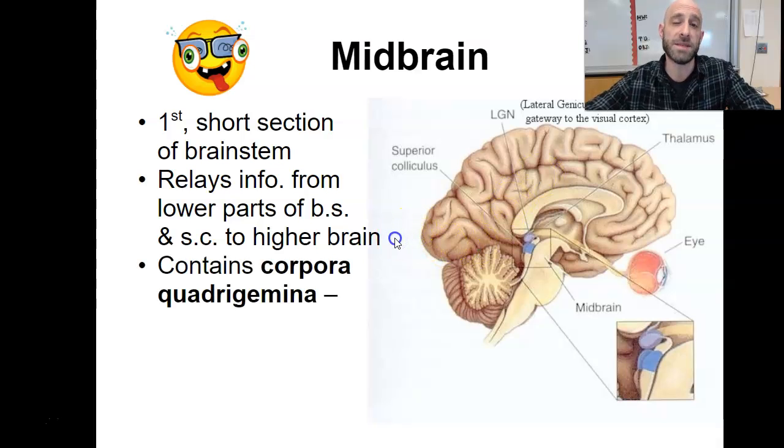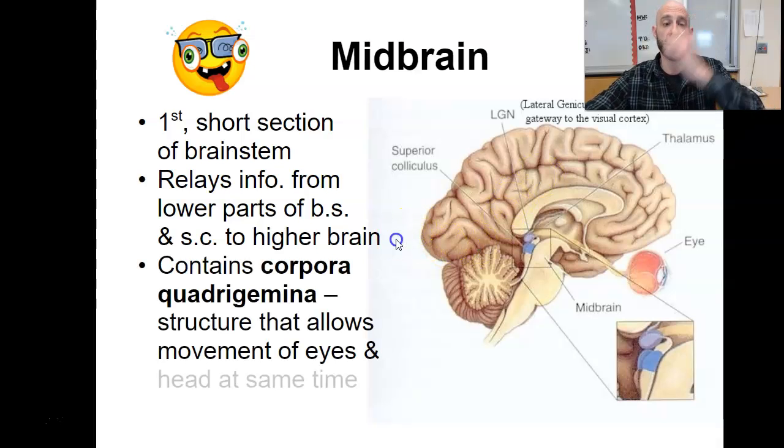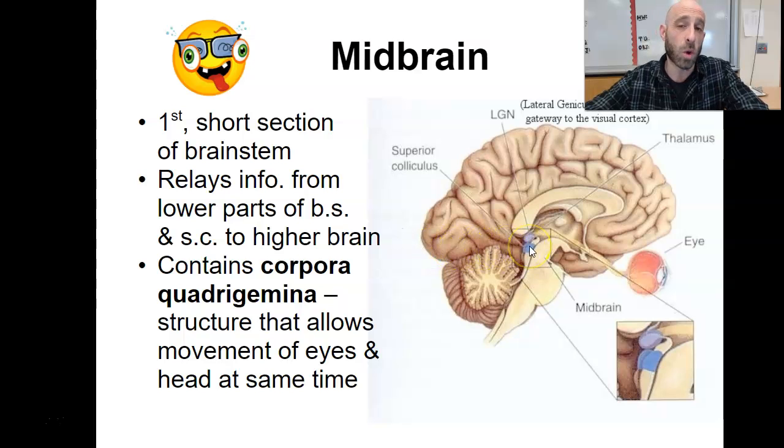But then it also has this special feature, which I want to focus on for a minute here, which is called the corpora quadrigemina. It's a mouthful, but the corpora quadrigemina is called the quadrigemina because quad means 4, because it actually has 4 components. There's 2 portions which are called the superior colliculus, and then there's 2 portions which are called the inferior colliculus. And those 4 portions together make up the corpora quadrigemina. Humans have a very underdeveloped corpora quadrigemina, and the reason why is because we are not prey animals.